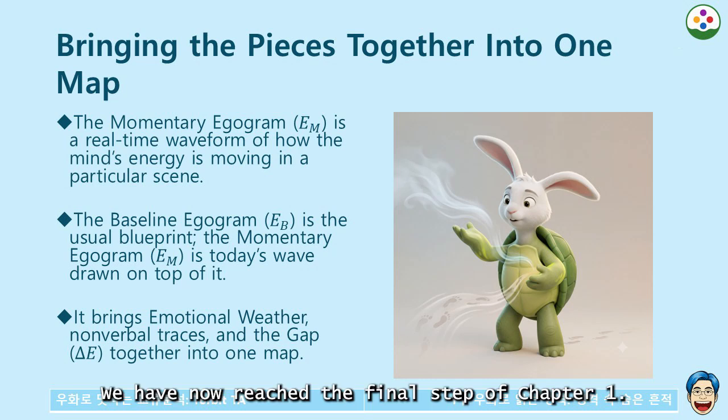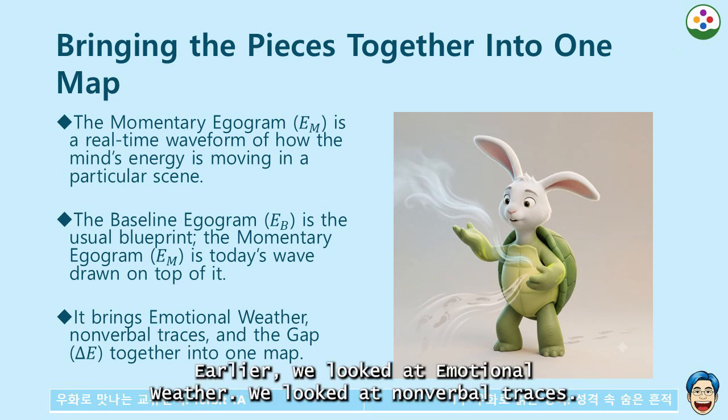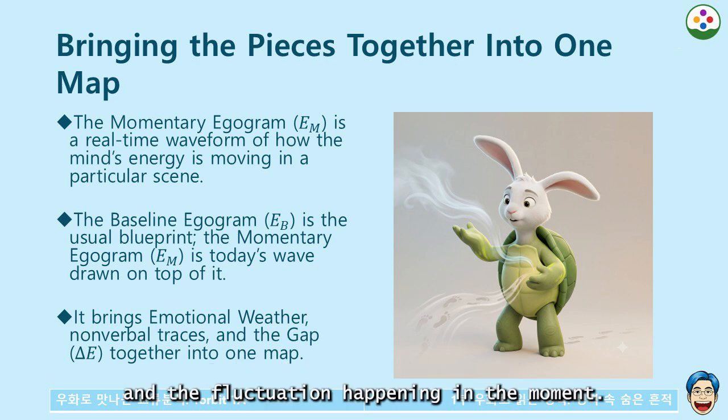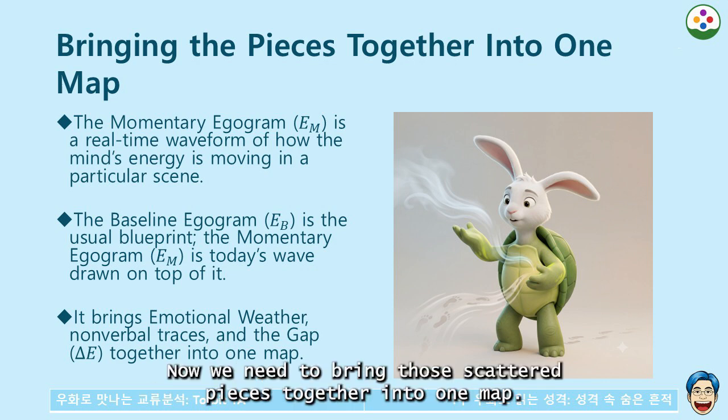We have now reached the final step of chapter 1. Earlier, we looked at emotional weather. We looked at nonverbal traces. And we looked at the gap between the baseline egogram and the fluctuation happening in the moment. Now we need to bring those scattered pieces together into one map.